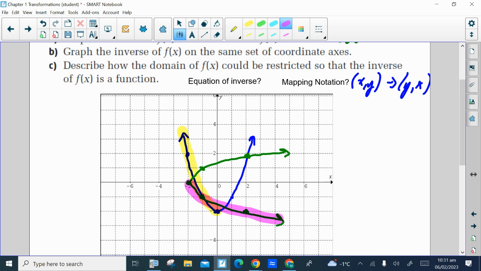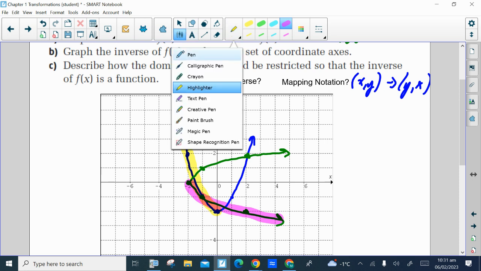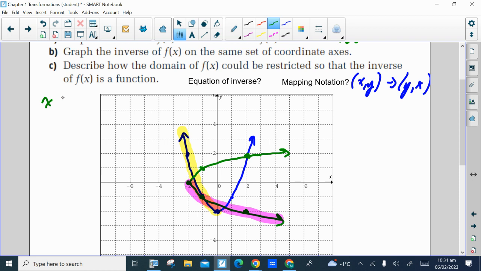So we could restrict the domain on the original graph and say that x must be less than or equal to 0, which would give us only the left side of the original graph, which would give us only the bottom of the inverse. The bottom by itself is a function. So that is the restriction on the domain we could use here.